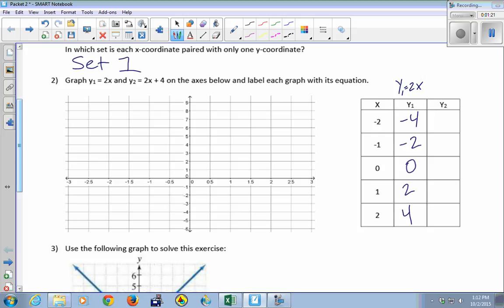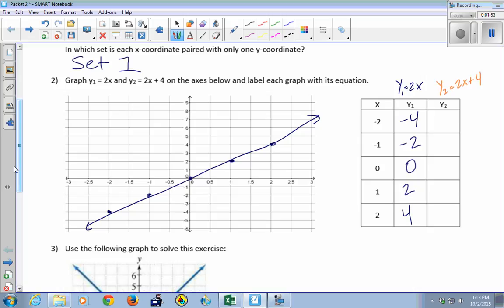So I can plot those as points, x comma y. So I've got -2, -4, -1, -2, 0, 0, 1, 2, and 2, 4. Connect those with a nice straight line, unlike me. Okay, and then we're going to look at y2, which is 2x plus 4.